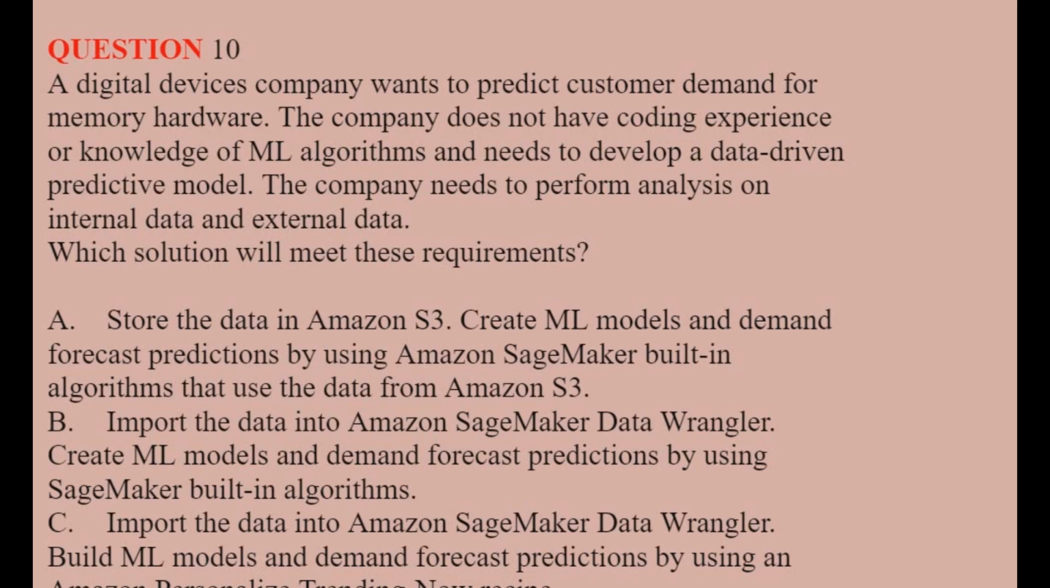Option A, store the data in Amazon S3. Create ML models and demand forecast predictions by using Amazon SageMaker built-in algorithms that use the data from Amazon S3. Option B, import the data into Amazon SageMaker Data Wrangler. Create ML models and demand forecast predictions by using SageMaker built-in algorithms.